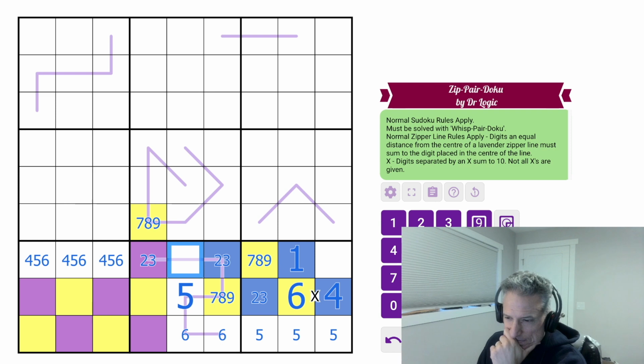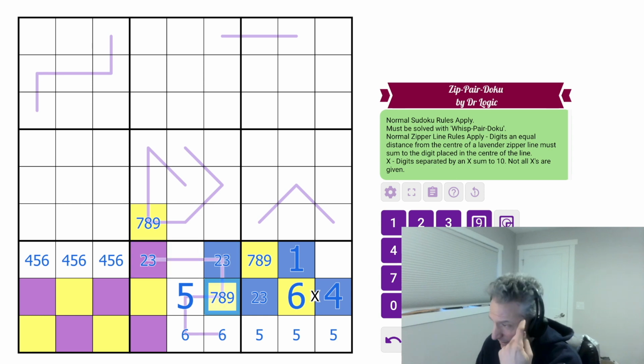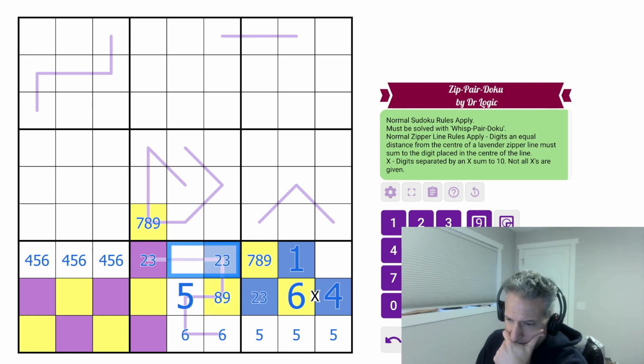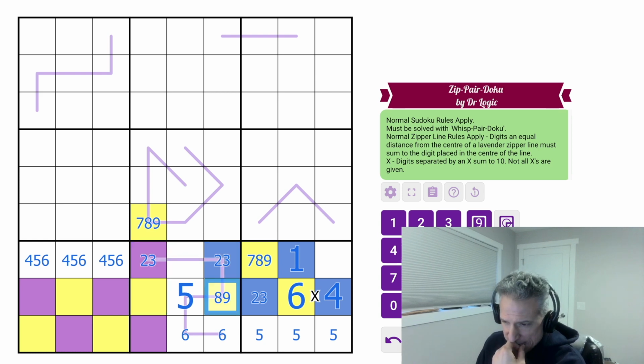I have a small thing for you. Box 8, cell 6 is not 7. Does it have to be a high digit? It has to be high, 8 or 9. So that's based on the color.